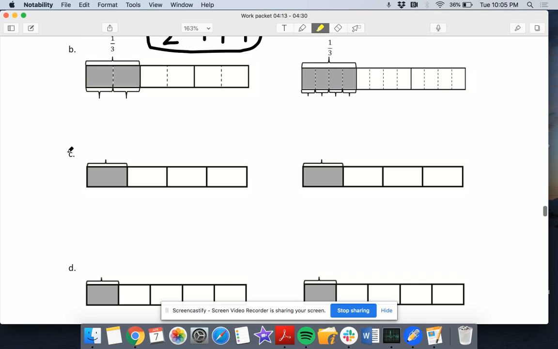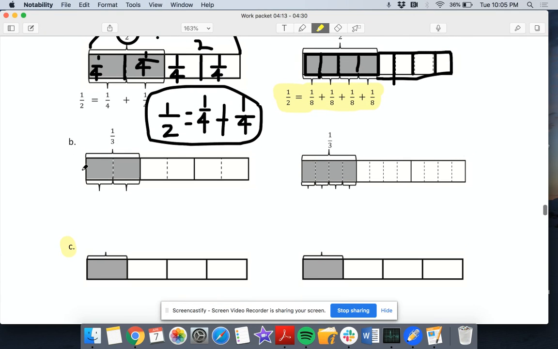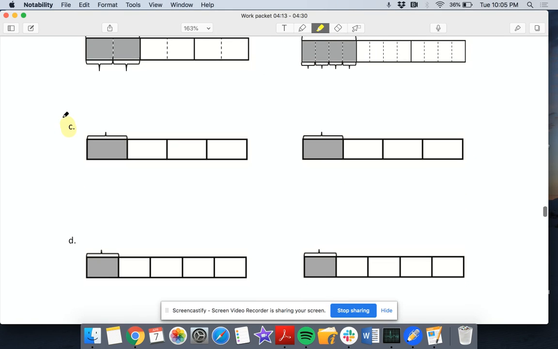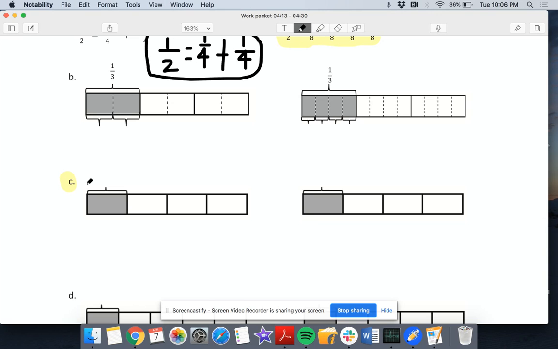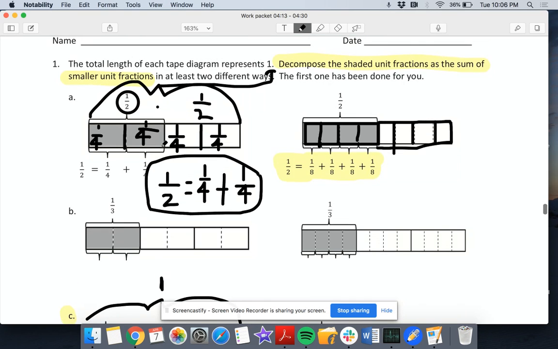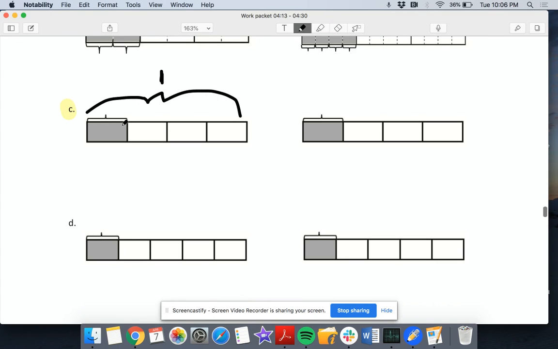Okay, let's do some more sample problems. Let's do C. I want you guys to try B on your own. Play back the video if you need to, but I want you to try B on your own. C. Okay, so right off the bat, we know that this entire tape diagram is equal to 1, right? How do we know that? It told us up here. And we know that this small shaded region represents 1/4. How do we know that? Well, that's just the unit fraction, right? So we have 4 equal boxes and each represents 1/4.